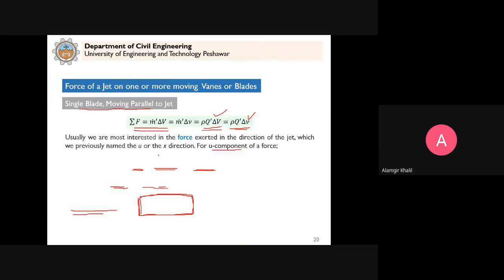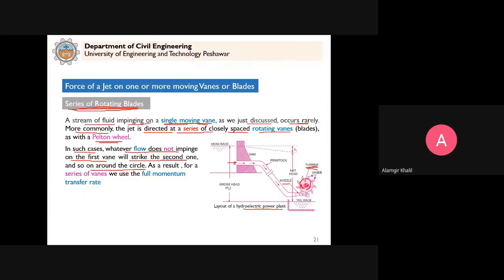But in the case of a series of moving vanes, when this vane moves in this direction, the next vane comes into this place. So if any fluid misses the first vane, it will strike the second vane, and so on. It means that for a series of moving vanes we are fully utilizing the momentum transfer rate, so we do not have Q dash, we have Q.